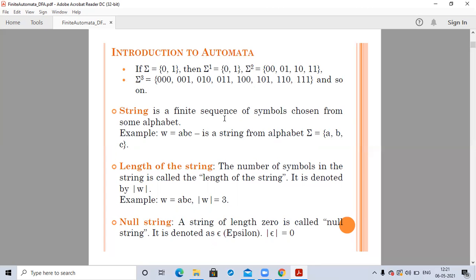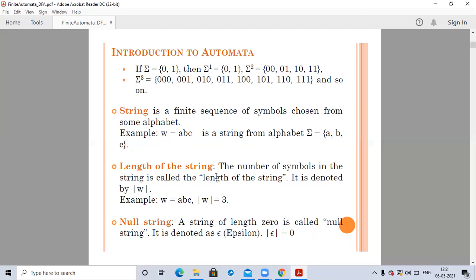So if you are considering our alphabet as sigma is equal to {0, 1}, then our string is formed with 0s and 1s. If our alphabet is sigma is equal to {a, b}, then we simply form our string with a and b. Okay. So here we have an example: W is equal to ABC is a string from the alphabet sigma is equal to {A, B, C}. Okay. So like this we simply form a string by some alphabet.